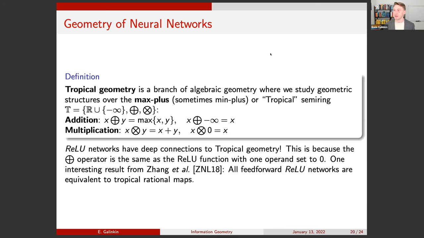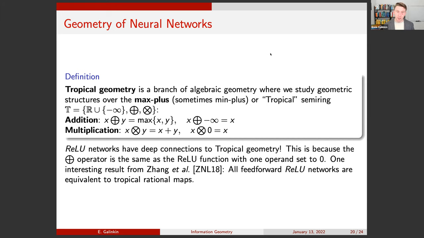which you'll note is the same as the ReLU operation with one operand set to zero. And multiplication is defined as conventional addition. As we covered in one of the first lectures this week, when we were talking about reductions, regular multiplication is reducible to addition, right? So you can actually mimic that WX plus B with tropical multiplication. And so these ReLU networks have really deep connections to tropical geometry.